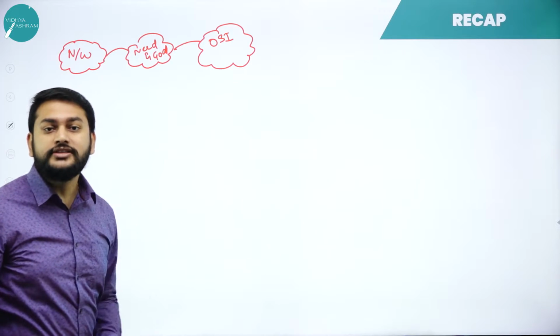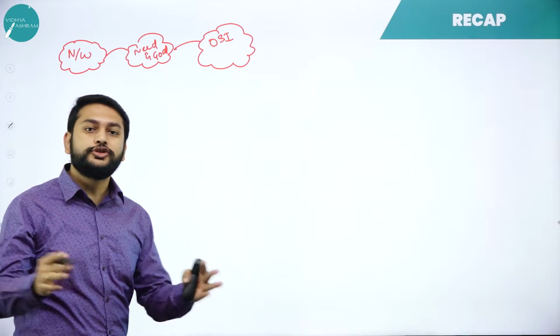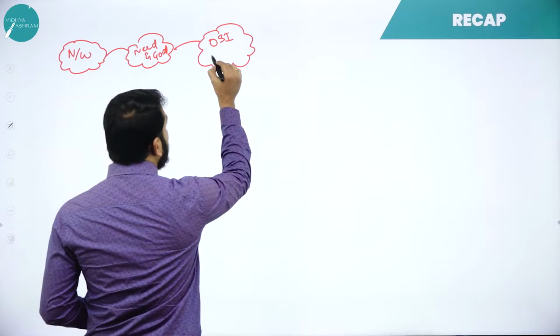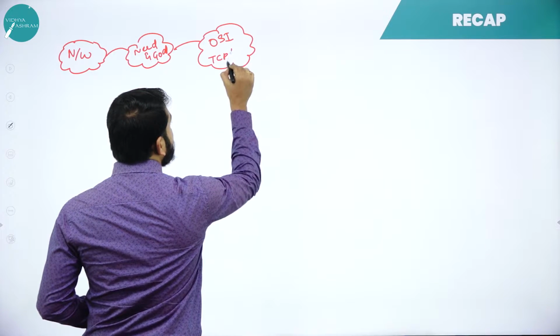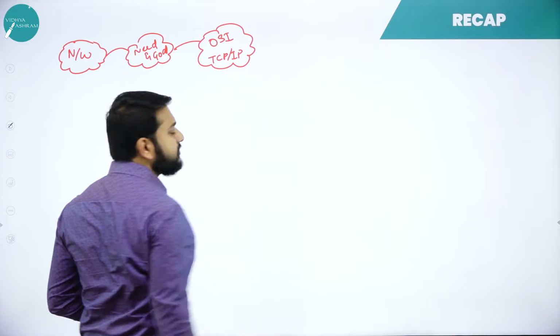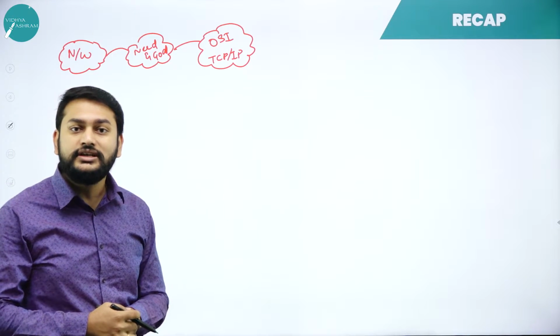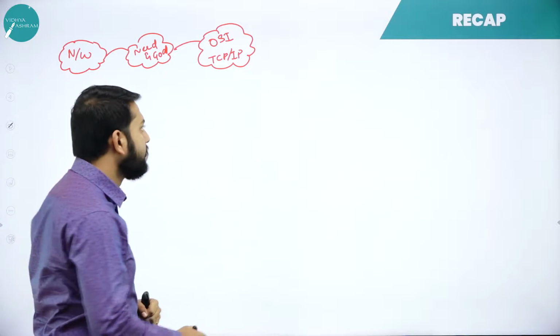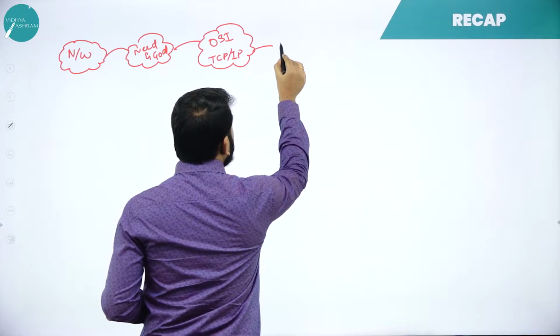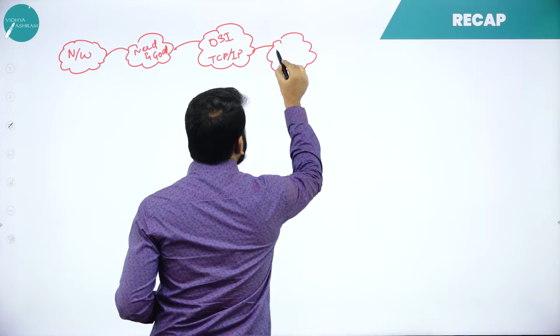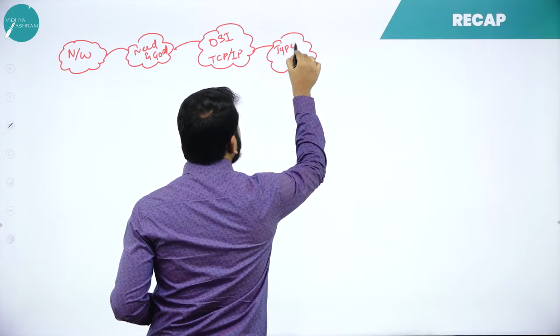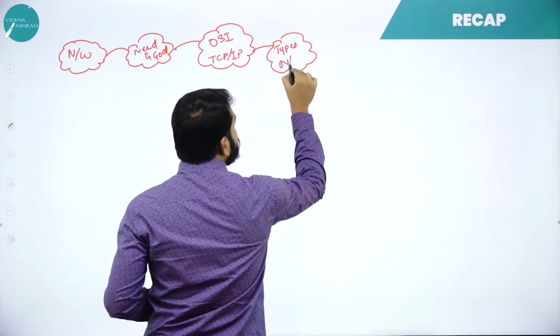Along with this OSI reference model, we also studied TCP/IP. So what is that we studied? TCP/IP. So this is the third topic we discussed. So fine. So what is the next thing that we discussed? So we have discussed something about types of networks.